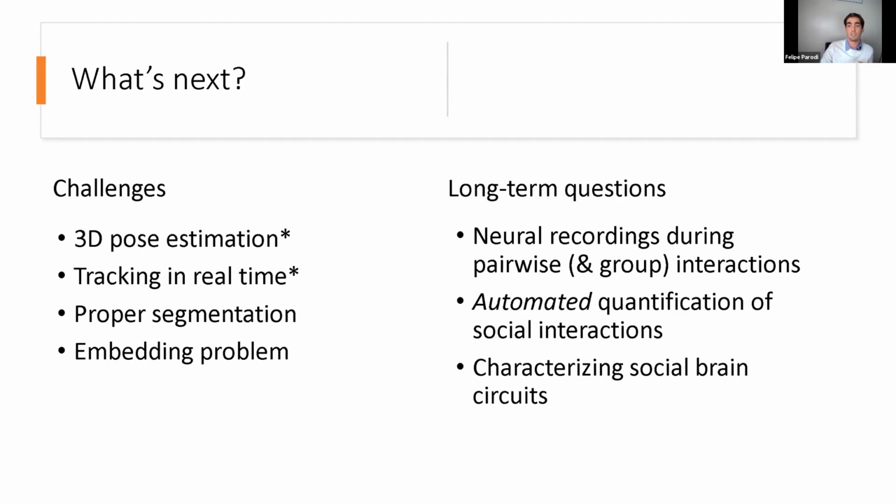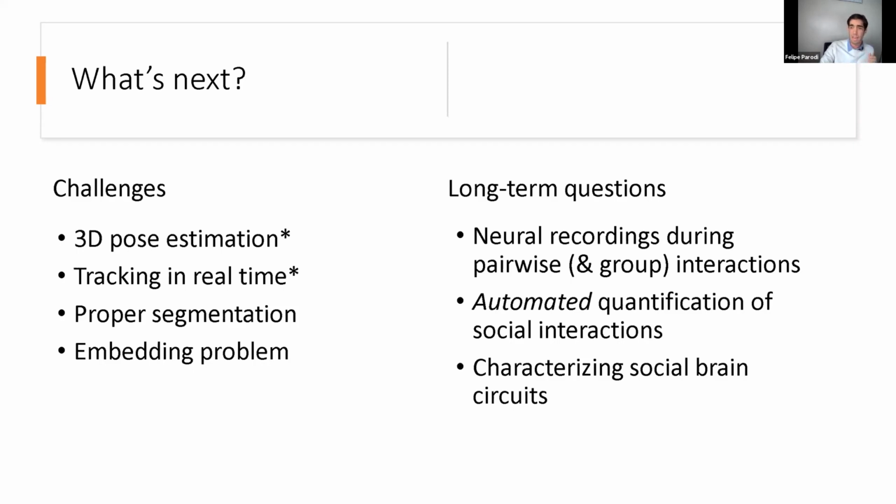Another approach is the fully automated quantification of social interactions. Now, we envision, or rather idealize, a high throughput pipeline which would be fed recordings of macaques interacting and would pop out an objective, accurate ethogram. And there are a couple of packages out there that do this.